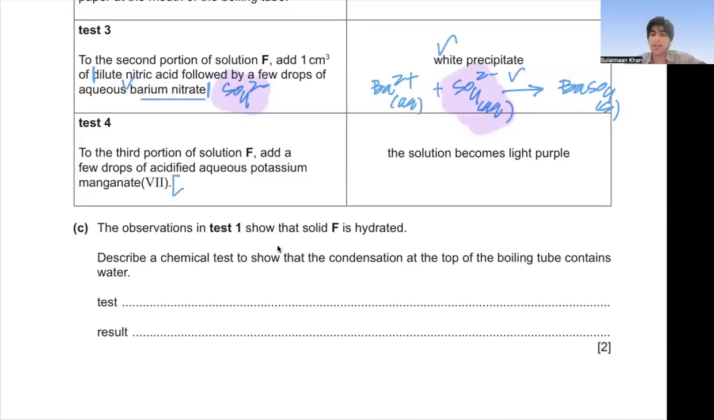What is he trying to test for? Potassium manganate. He's trying to test for the sulfite ion, not SO4. He's trying to test for the sulfite ion, which is the reducing agent, yeah?